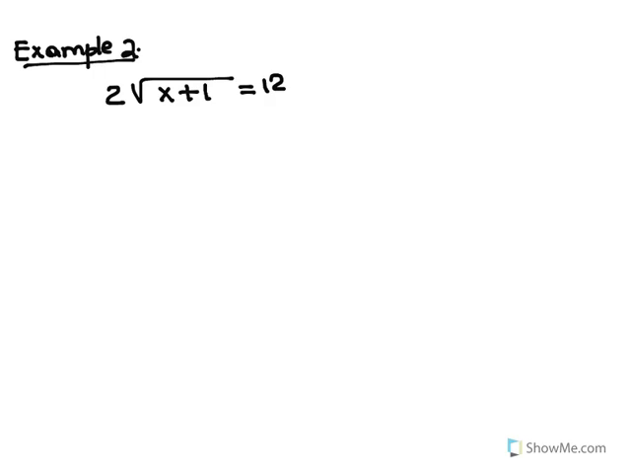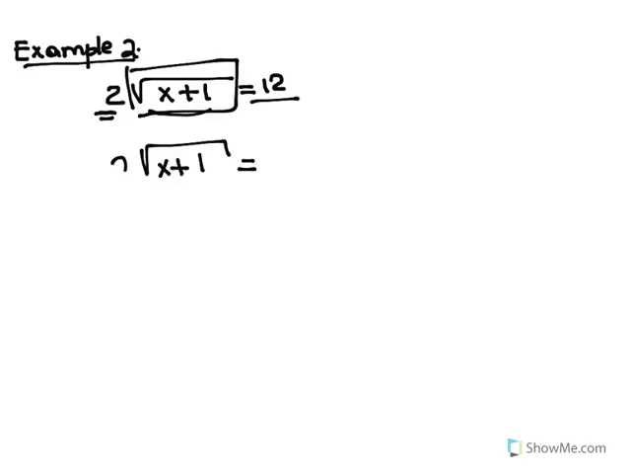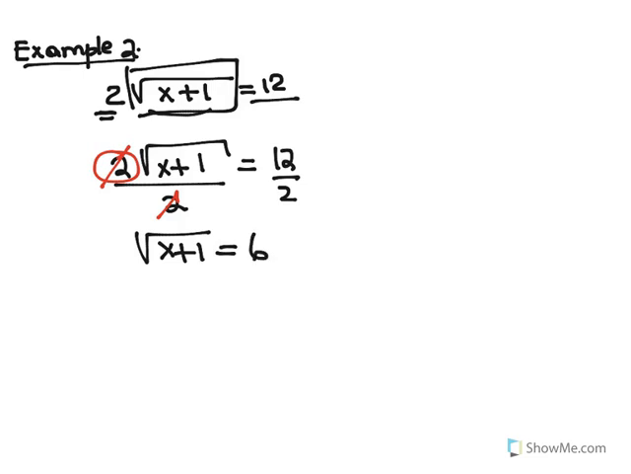Let me go with example 2. So in example 2, I have a coefficient right next to the radical. So what I'm going to do first of all is I'm going to solve for the radical. In other words, I'm going to isolate the radical. So I have a square root of x plus 1, and then what I'm going to do is I'm going to divide by 2 on both sides, so I can eliminate these 2 right here. These 2 and these 2 cancel, and I get that the square root of x plus 1 is 12 divided by 2, which is 6.